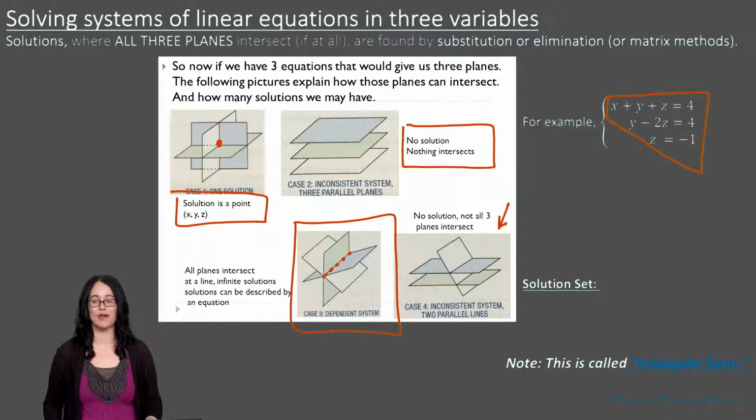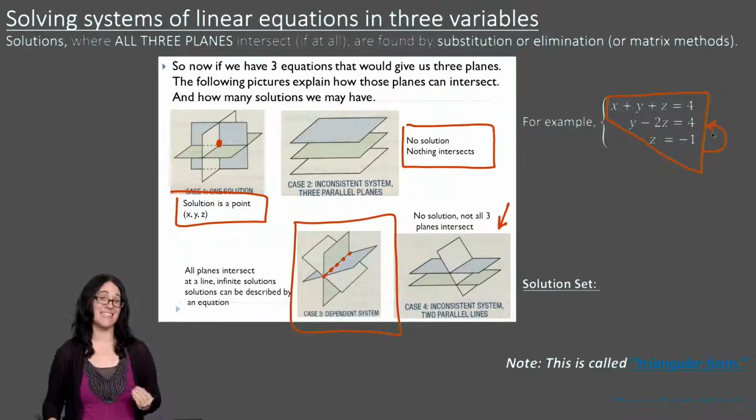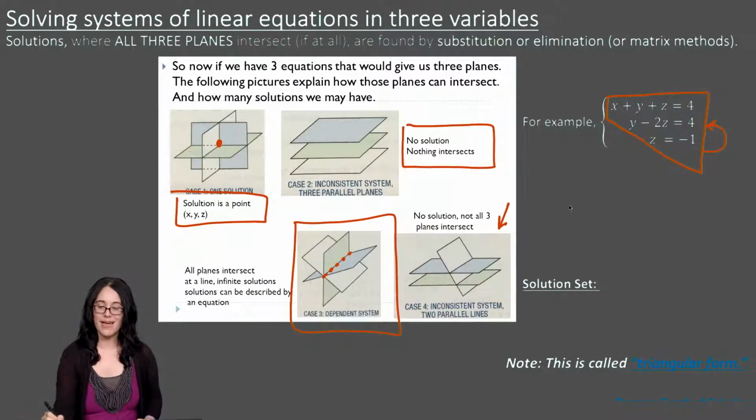So it looks almost like a right triangle. The reason the right triangular form is helpful is because we can back substitute. From the third equation, we know that z is -1. If we back that into equation 2, let's see what we would have.